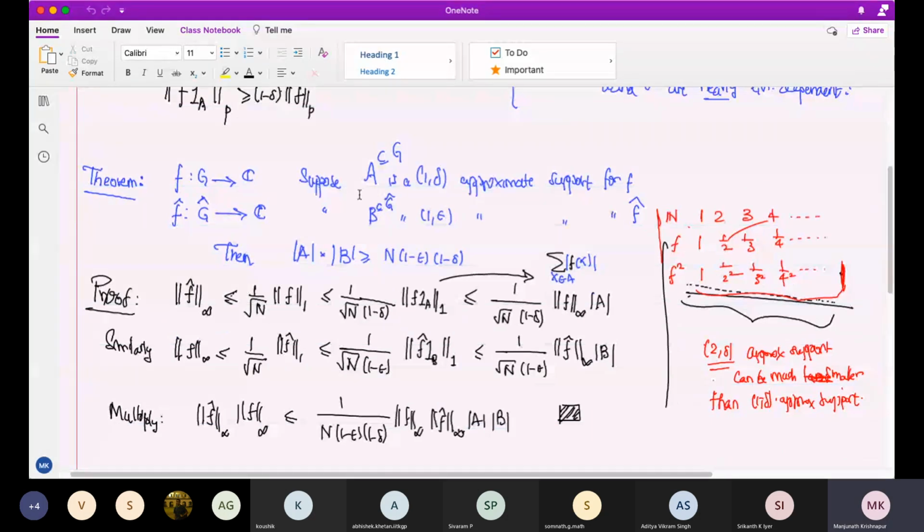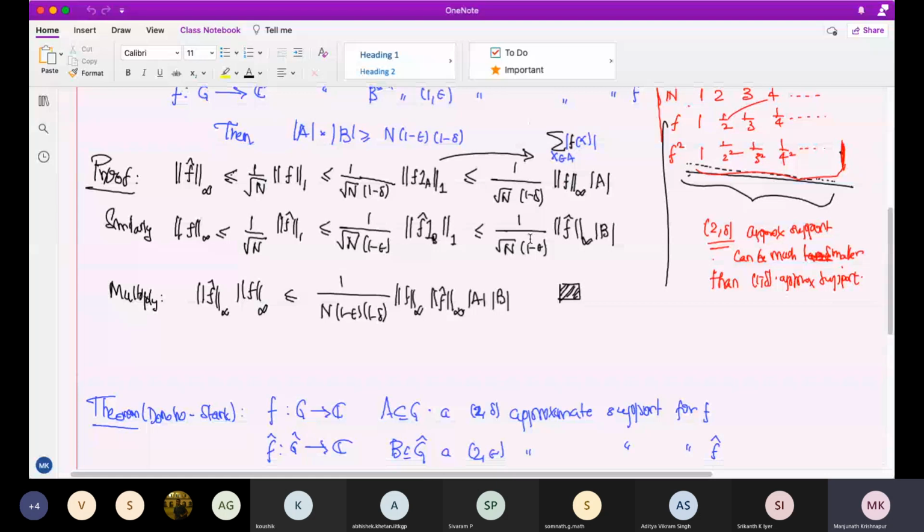So if A and B are not supports, that is the difference from the earlier situation. They are a 1 delta support and a 1 epsilon support, so they can be much smaller than the support. Then you still have an inequality like the size of A times the size of B is at least |G| times (1 minus epsilon)(1 minus delta). We saw this one last time, so I will not go over that.